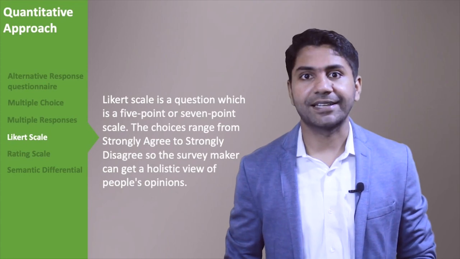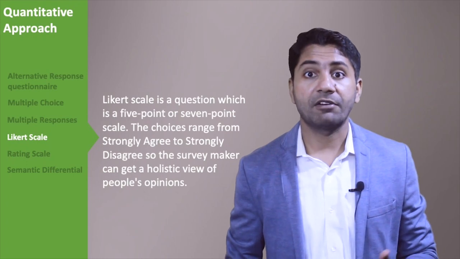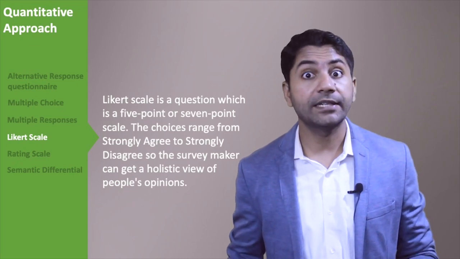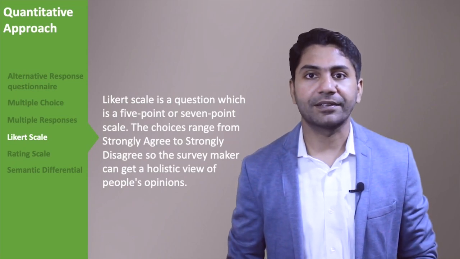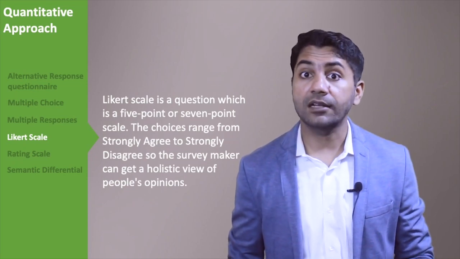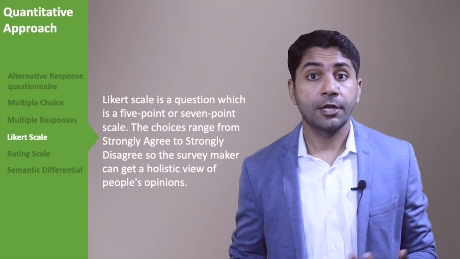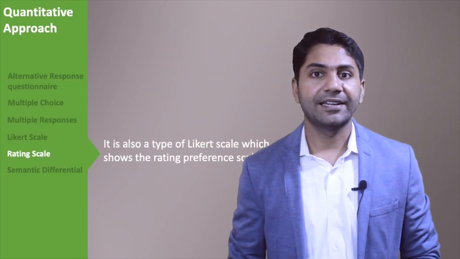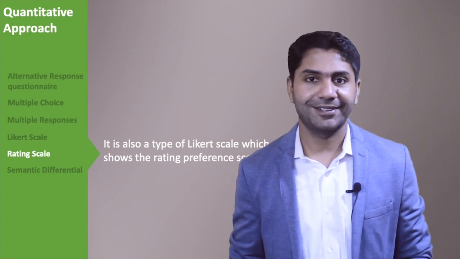The fourth one is the Likert scale. So what exactly is a Likert scale? The Likert scale is a questionnaire method, which is a 5-point or a 7-point scale. The choices range from strongly agree to strongly disagree, so the survey maker can get a holistic view of people's opinions. It asks the respondent to choose between several levels of satisfaction, such as strongly agree, somewhat agree, neither, slightly disagree, or strongly disagree. The next one is a rating scale. It is also a type of Likert scale, which shows the rating performance scale.